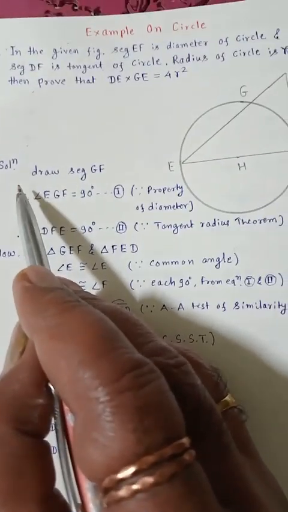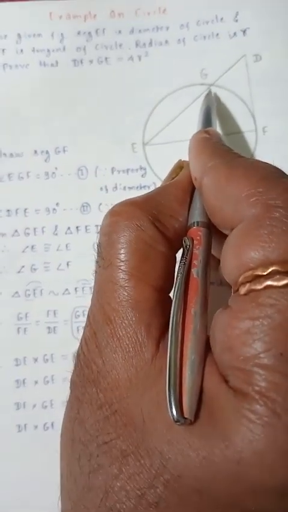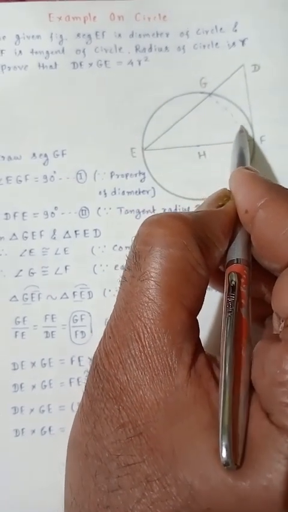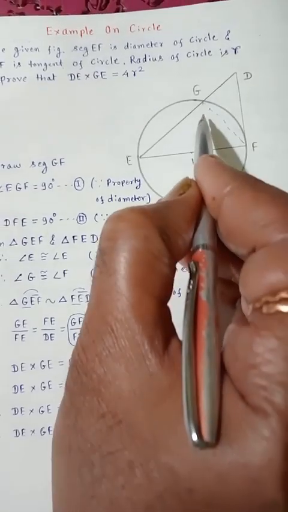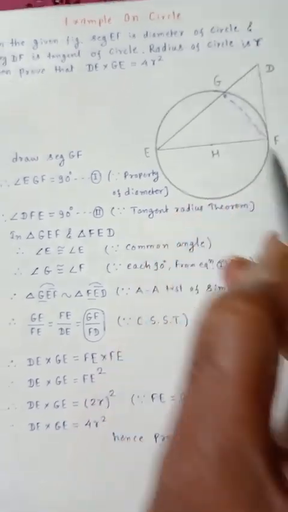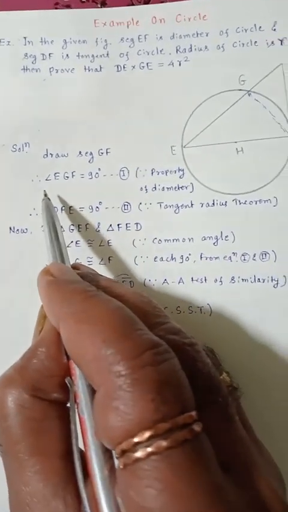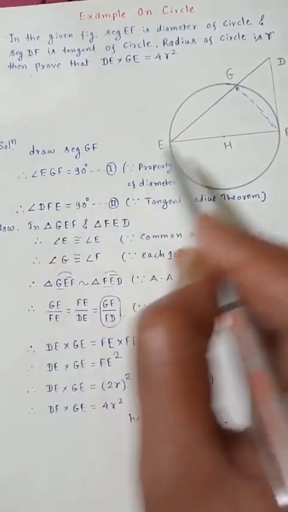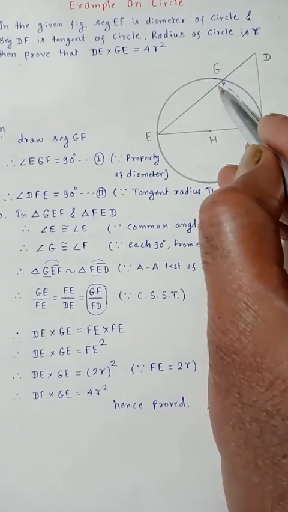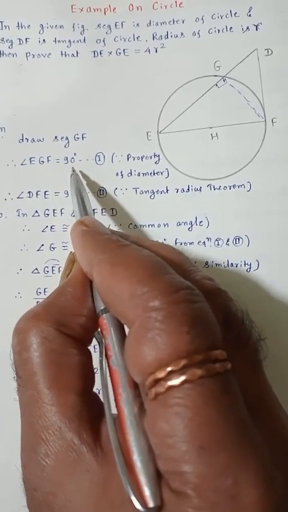Solution. Draw segment GF. First we have to draw segment GF. Therefore, angle EGF is equal to 90 degrees.